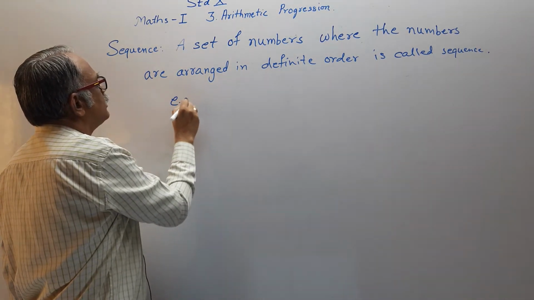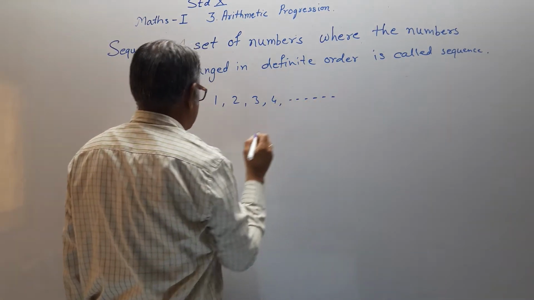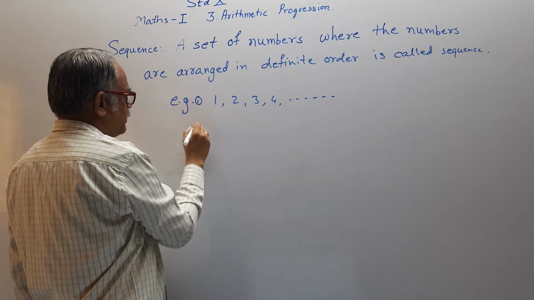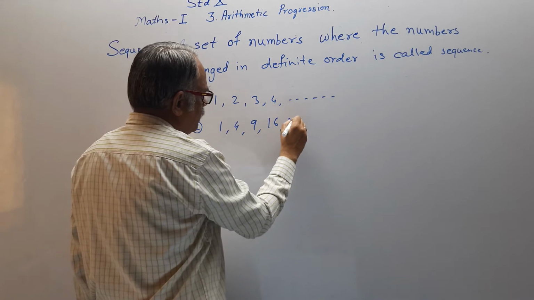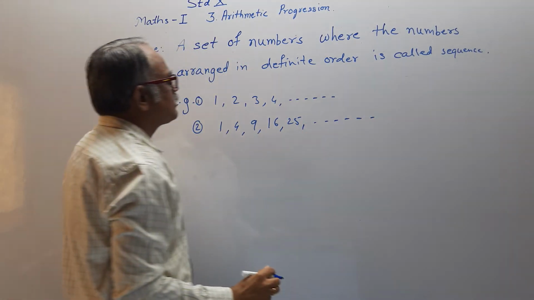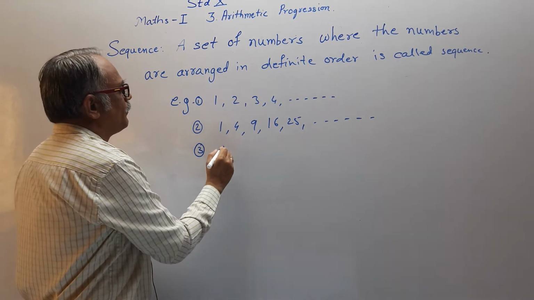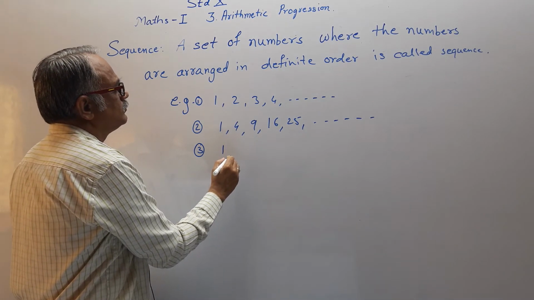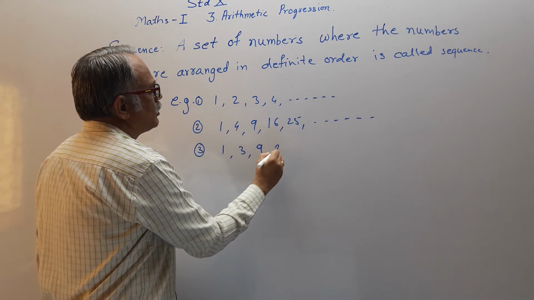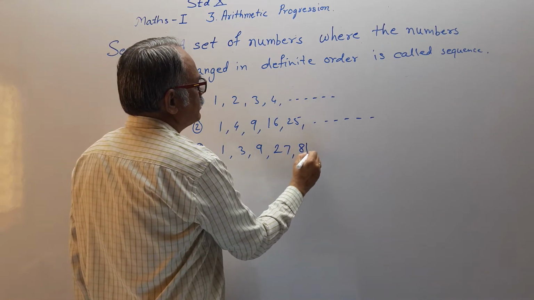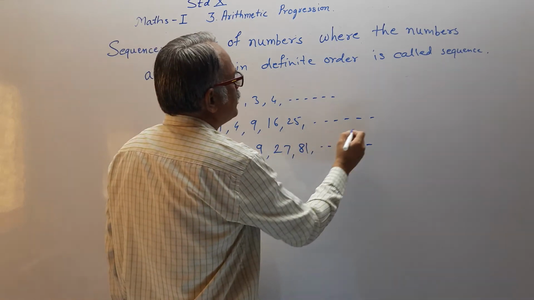For example, 1, 2, 3, 4, 5, and so on. Second example, 1, 4, 9, 16, 25, which is the sequence of squares. Next example, 1, 3, 9, 27. 1 into 3 is 3, 3 3s are 9, 9 3s are 27, all are multiples of 3.